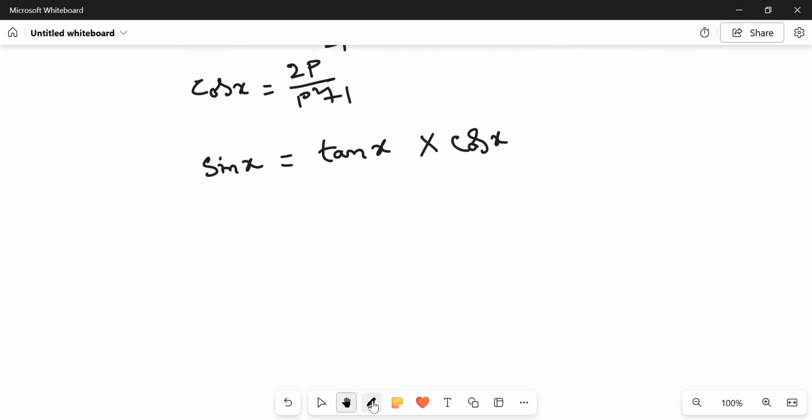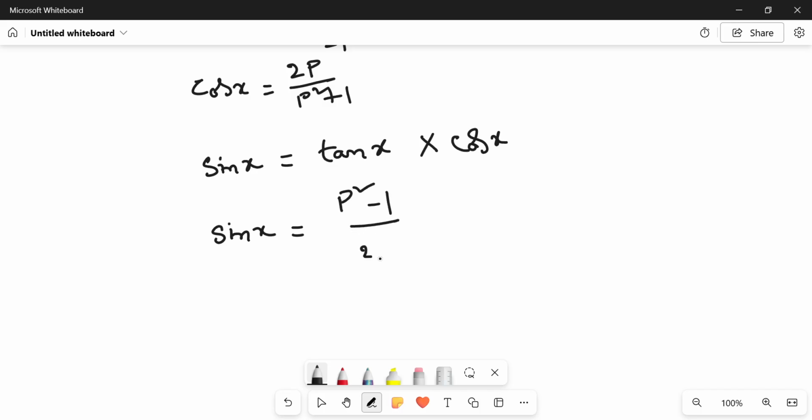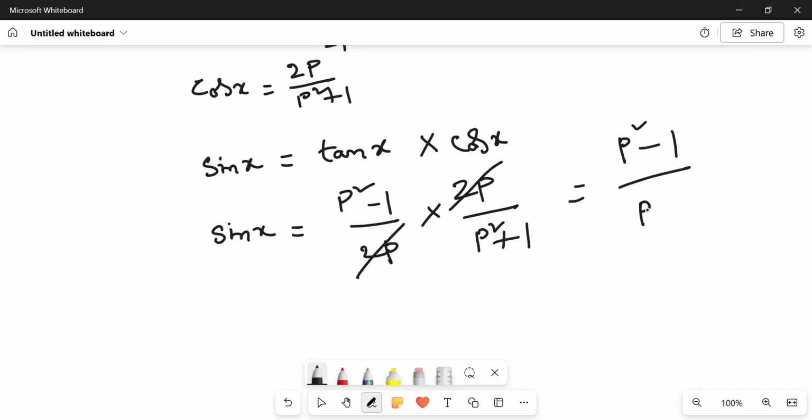So I get the value of sin x as tan x times cos x. Tan x value is (p square minus 1) divided by 2p, and the cos x value is 2p by (p square plus 1). So the 2p gets cancelled out, and then you get sin x as (p square minus 1) divided by (p square plus 1). So that's the required answer. Hope you like it.